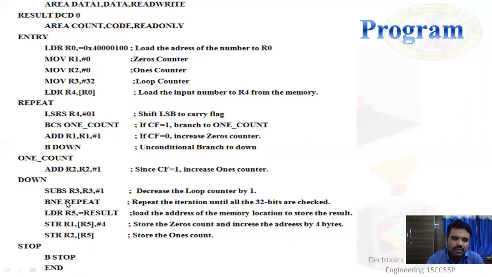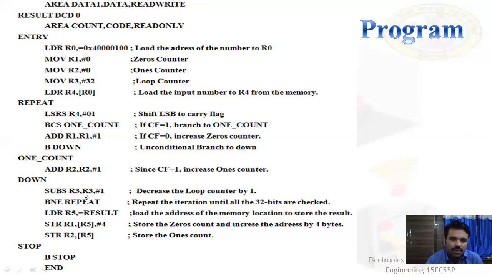If the loop counter is not equal to 0, the control will go back to the repeat. Again, the contents of the register are shifted right by one position. If the carry flag is set, BCS one count will take the control to the one count. Then the ones counter, that is R2, will be incremented by 1. So this process will be repeated until the loop counter becomes 0.